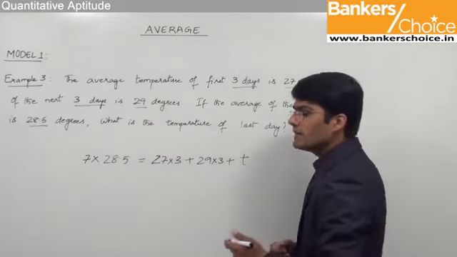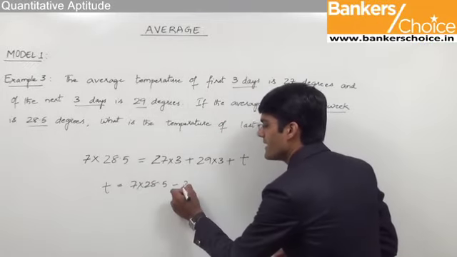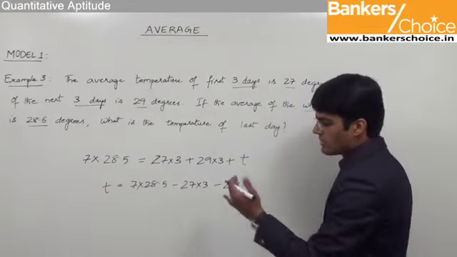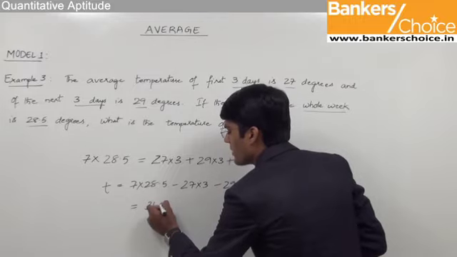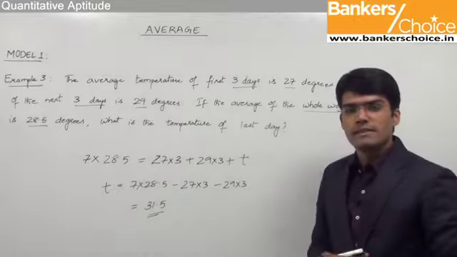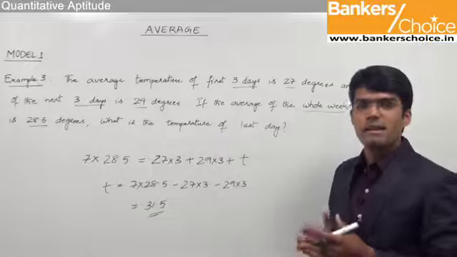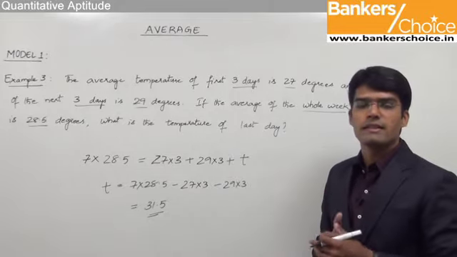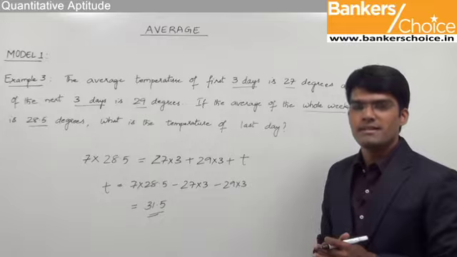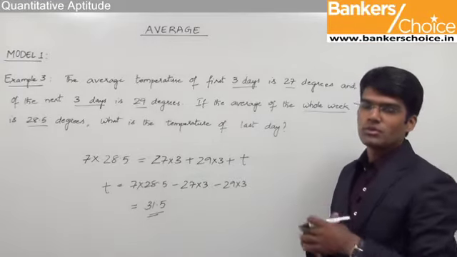So by solving this equation, we can say that T should be equal to 7 into 28.5 minus 27 into 3 minus 29 into 3. On solving this, we get the answer as 31.5 degrees. So we can say that the temperature of the last day should be 31.5 degrees. So friends, as you can see in this example, the temperature of one of the days can be calculated simply by balancing the sum of all the temperatures on both the sides. Or we can say that the value of any of the elements from the given set of elements can be calculated simply by balancing the total of all the values on both the sides.